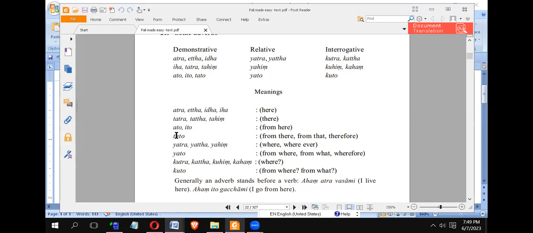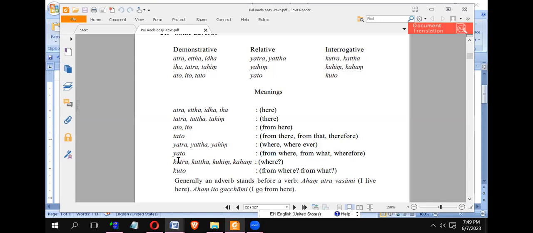But if you have this TA with the to, from there, you have two meanings. If you're talking about location, it's from there. If talking about something, from there. Or sometimes we can use it as a conjunction, that's why it has another meaning, therefore. Yatra is a relative. You see in the example down there: yatra, YA with the tra, yatta, yahim. Where, wherever. Later I'll explain some more; I'll go through first. Yato with the YA also, with the to. To always means from where, for what, where, for.